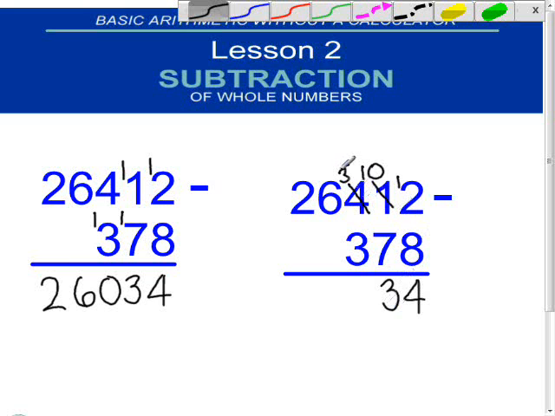Continuing to the left, 3 minus 3 equals 0. And 6 minus nothing is 6. And 2 minus nothing is 2. So you see, you get the same answer no matter which method you use. And again, if you are familiar with one of these methods, then go ahead and use that. And if you want to challenge yourself and try a new method, then you should try that as well.